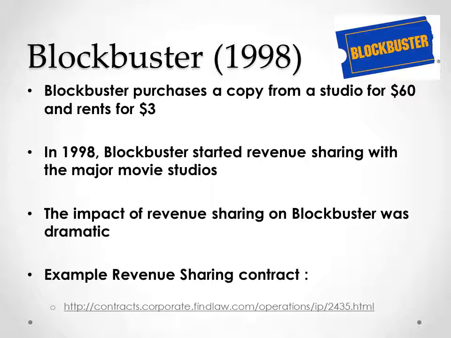So in 1998, they decided to team up with the movie studios and come up with this revenue sharing contract. What it states is Blockbuster purchased a copy from the studio for $60 and rents it for $3. So they'll get a bulk of copies for $60 and rent them for $3 a piece. In 1998 Blockbuster started the revenue sharing contracts with these major movie studios, and the impact of the revenue sharing contracts with Blockbuster was dramatic.